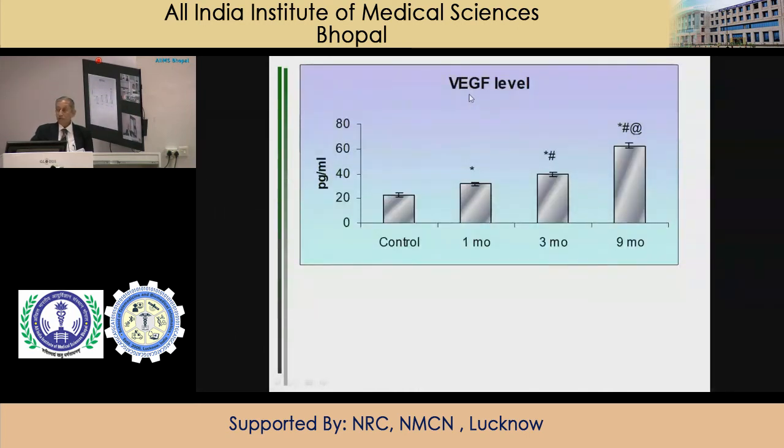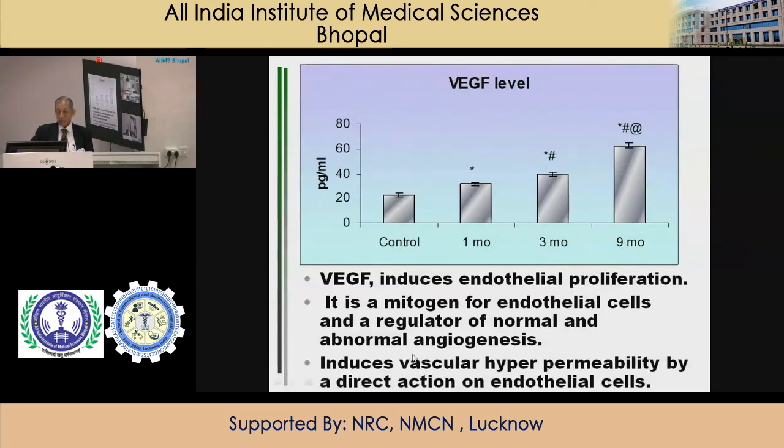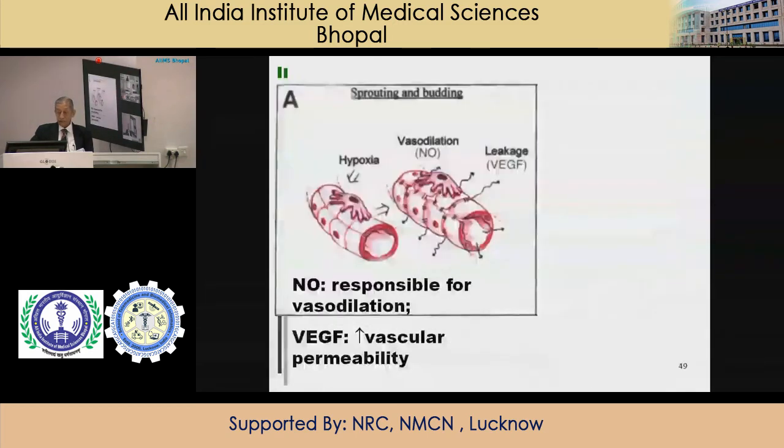Similarly, VEGF, vascular endothelial growth factor, level is also increasing after 1 month, 3 months and 9 months. VEGF induces endothelial proliferation. It is a mitogen for endothelial cells and a regulator of normal and abnormal angiogenesis. It induces vascular hyperpermeability by a direct action on endothelial cells. And that is only a representation.